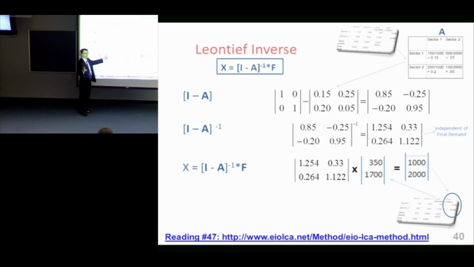So if I spend $500 on a washing machine, and I've got a washing machine sector, I can figure out the flows between the sectors associated with my purchase of a washing machine. That'll become clear in a second when I go through an example.